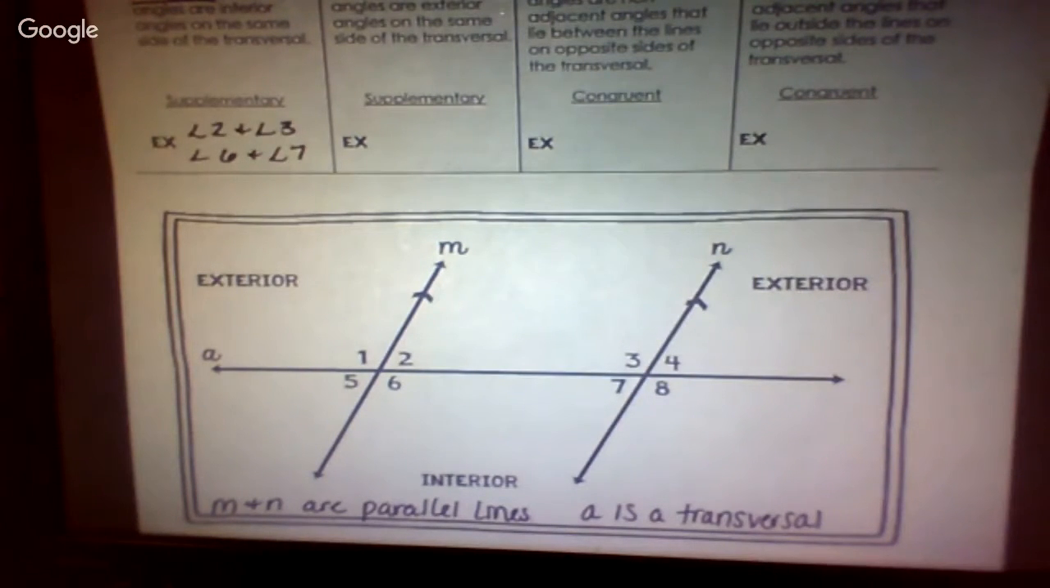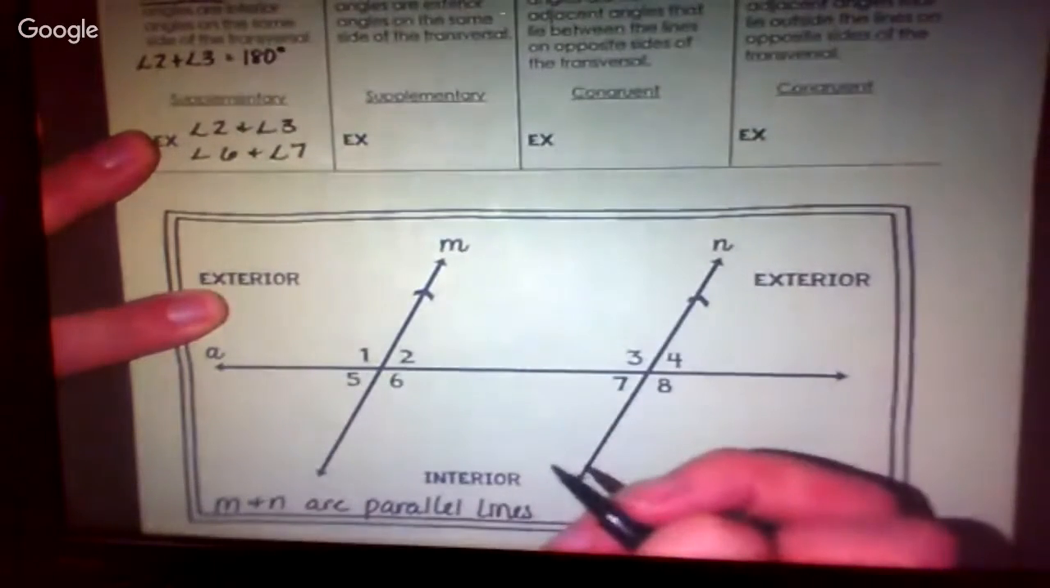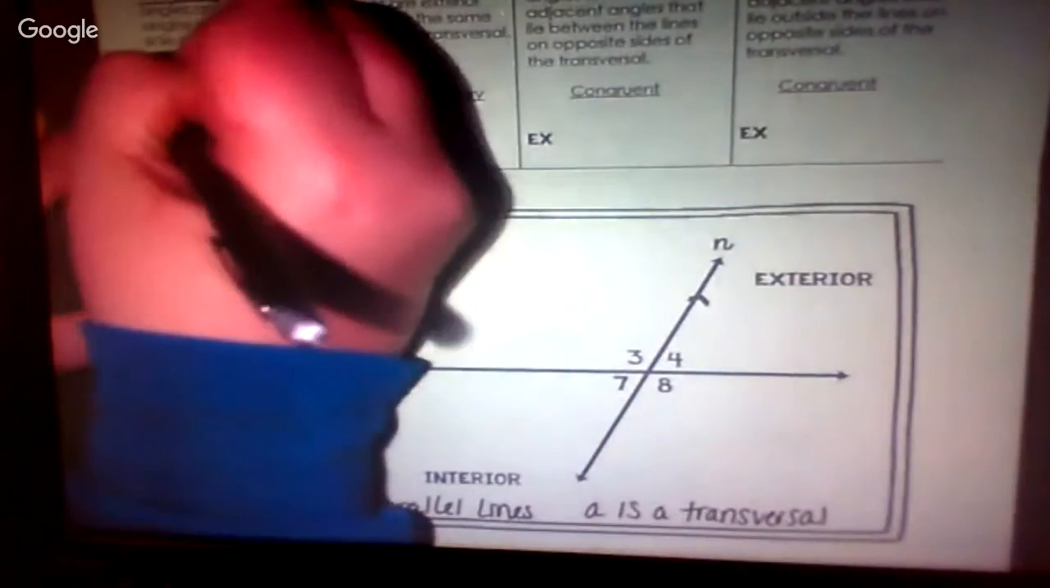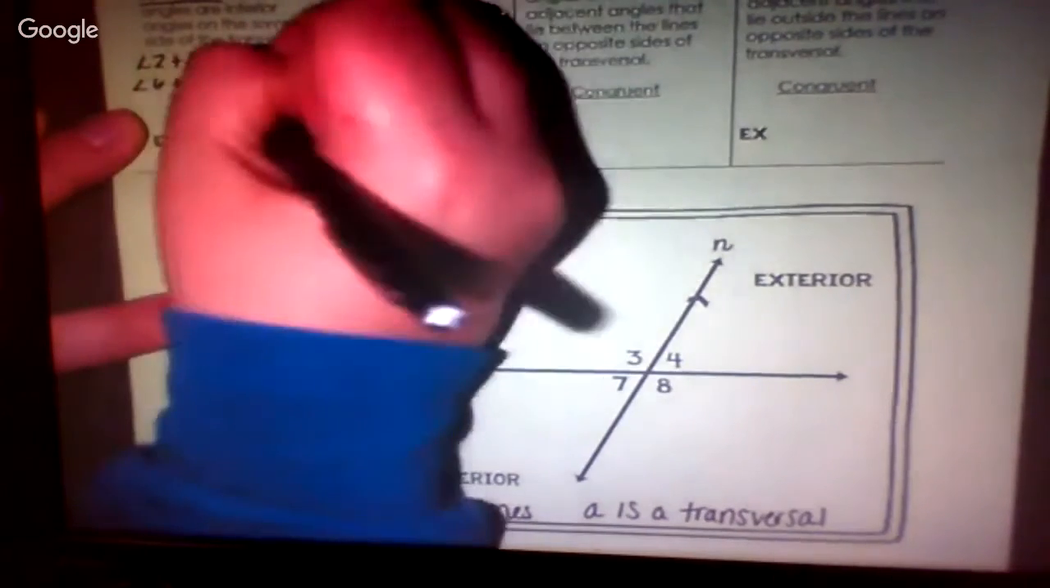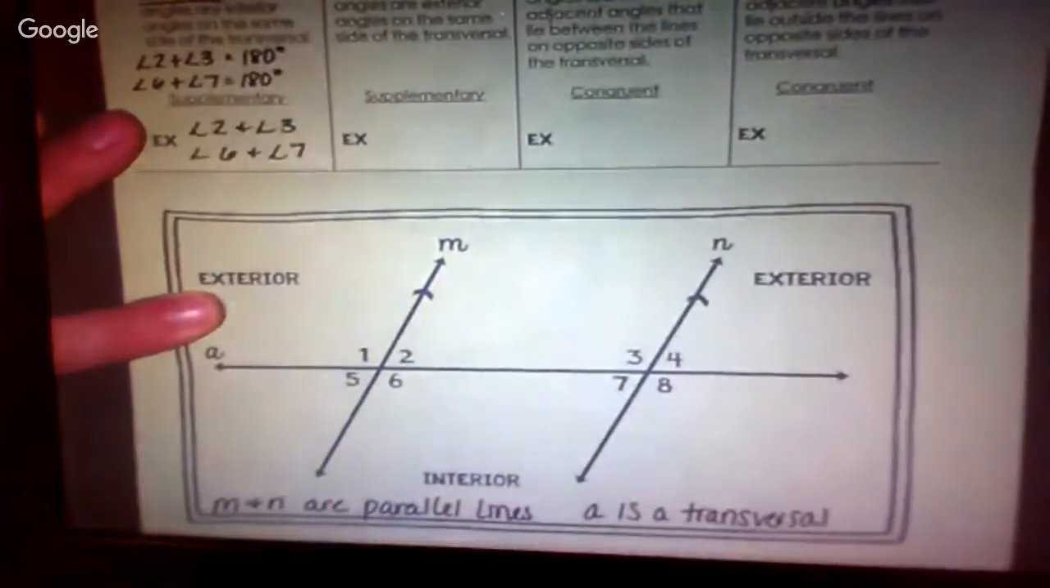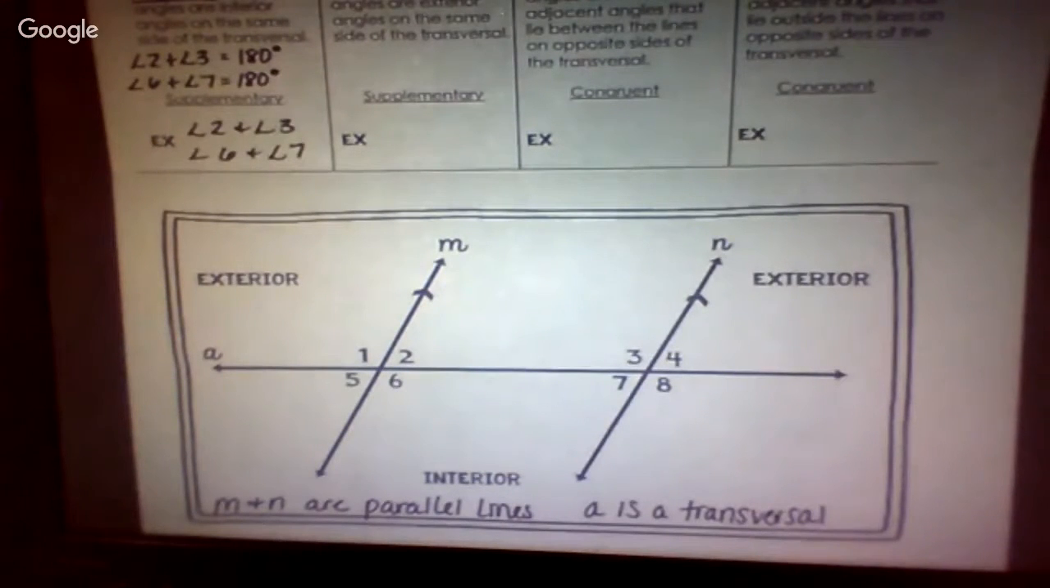Notice, these angles are supplementary angles. So what does that mean? That equals 180. Good. So angle 2 plus angle 3 equals 180 degrees. The same thing, angle 6 plus angle 7 equals 180 degrees. Okay. And the way I remember it, same side. Same side begins with an S, supplementary begins with an S. Okay, so same side, supplementary.